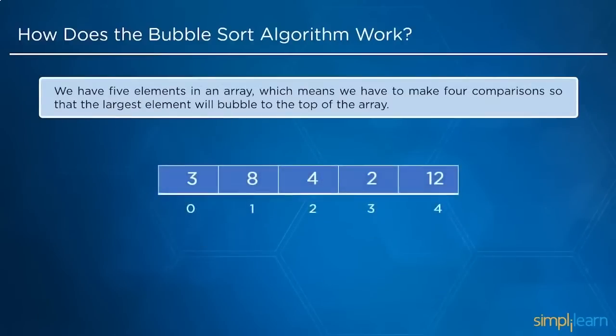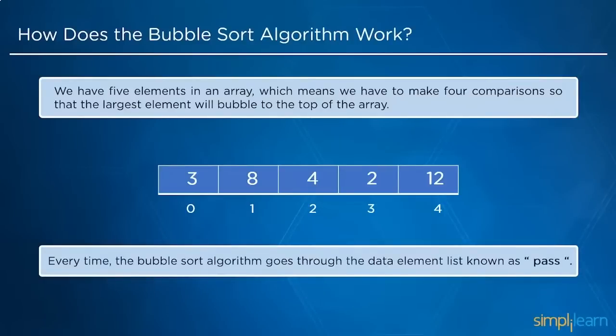The example on my screen consists of 5 elements. According to the bubble sort algorithm logic, we need 4 iterations to sort all the elements in the ascending order or in descending order. The elements in the array are as follows. They are 3, 8, 4, 2 and 12. So in this array, the index begins with 0 and ends with 4. And each time the bubble sort algorithm goes through the data element list, it is known as a pass.